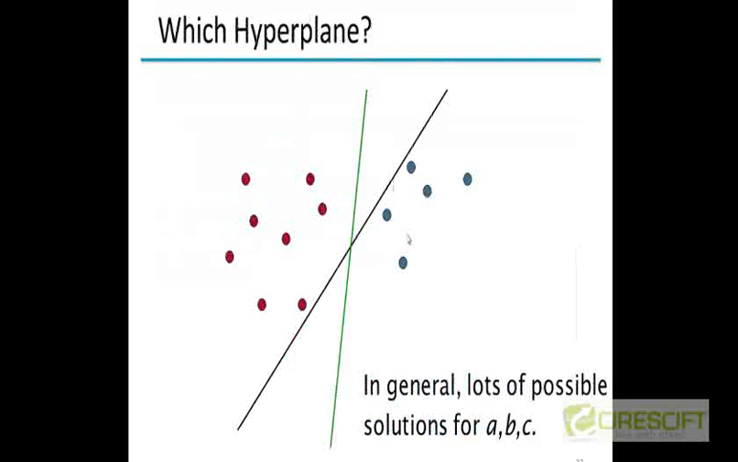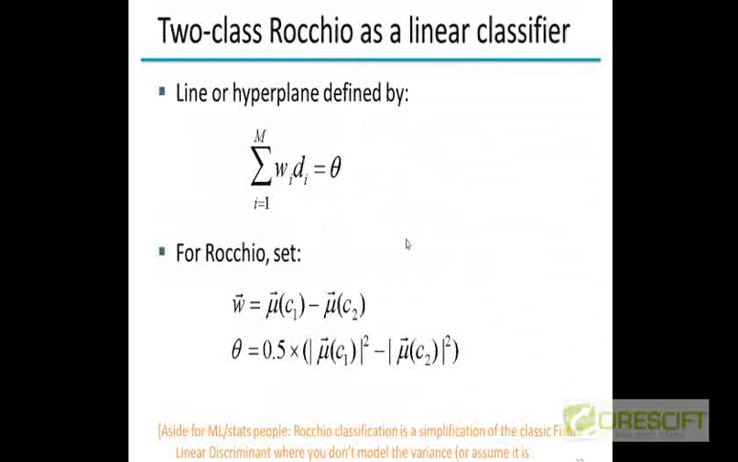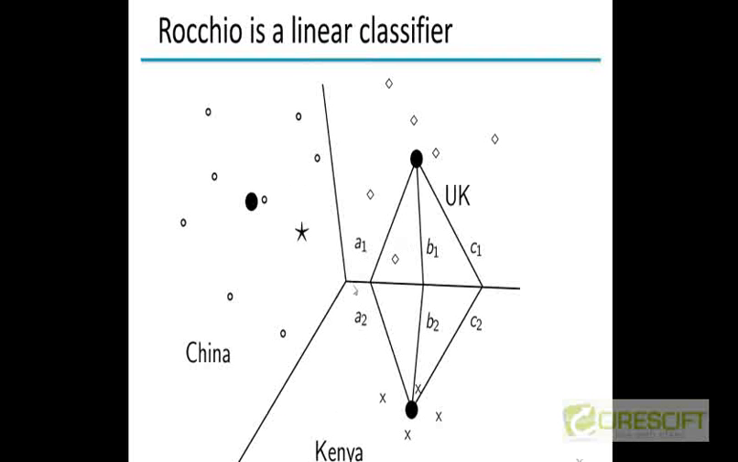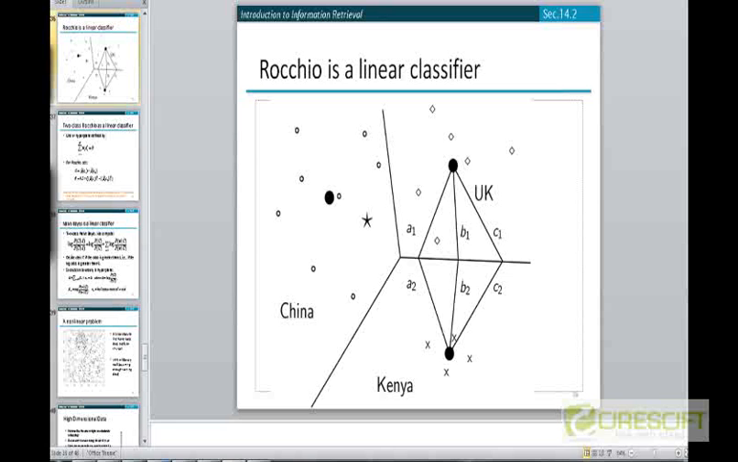Okay, so let me prove to you that the Rocchio algorithm is a linear classifier and what we mean by a linear classifier.